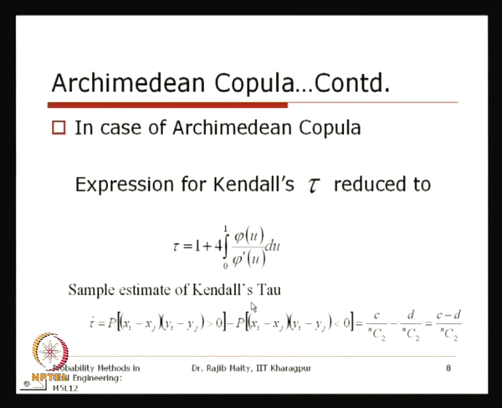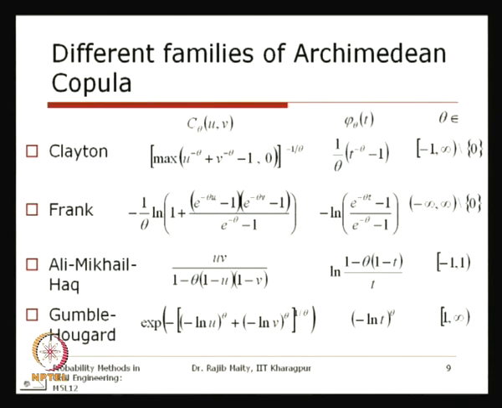Now, from the sample we got how to know their sample estimate of the Kendall's tau. Now we will see how this sample estimate can be linked to theta, because we have already seen the expression that theta and tau are related in one form in the case of the Archimedean copula. And before that we will discuss a few Archimedean copulas.